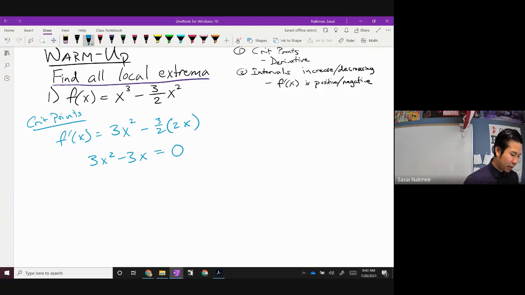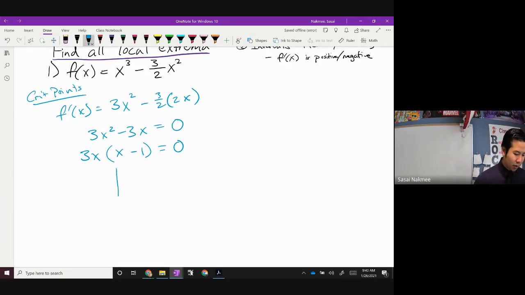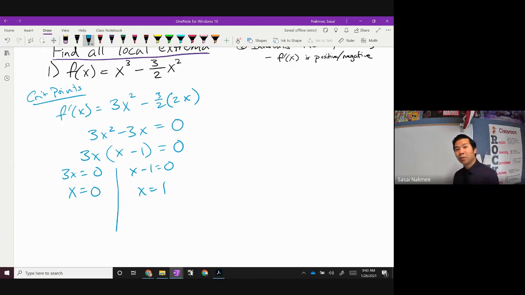So factor this out. Both terms have a 3 in common and an x in common. So this is going to be 3x factored out. Inside here is going to be x minus 1. So with that being said, when is this thing going to equal 0? I'm going to have it equal to 0 at x equals 0, right? 3x is equal to 0. That's going to happen when x is equal to 0. Or x minus 1 is equal to 0, and that happens when x is equal to 1. So those are my two critical points.